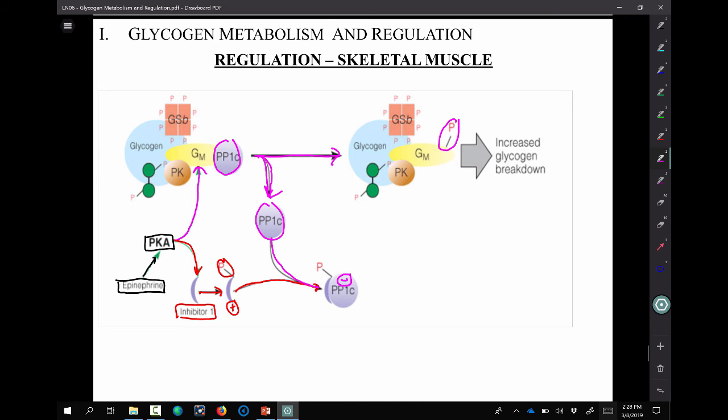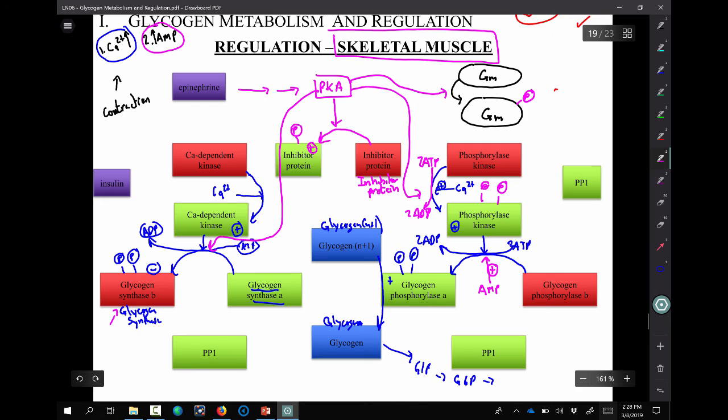Now, coming back to this slide, when PP1C is active, when it's not bound by the inhibitor protein, it's going to reverse everything that was done by the kinases that we just talked about, either the calcium-dependent kinase or PKA or the phosphorylase kinase. All of those are going to get reversed when PP1C is active. So if PKA is active, then PP1C is not active. Questions?